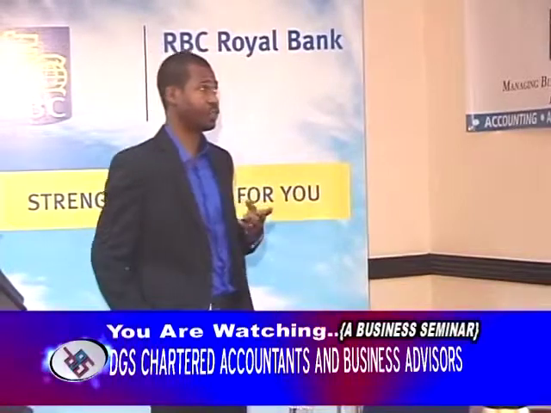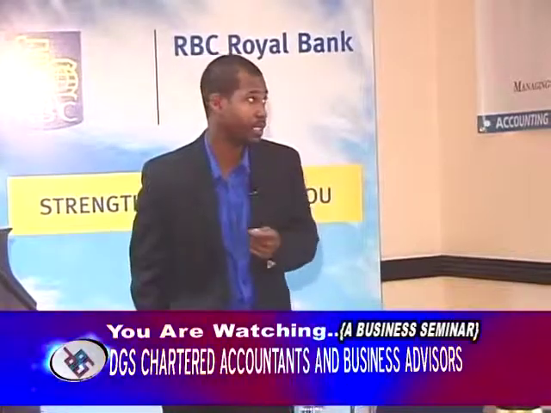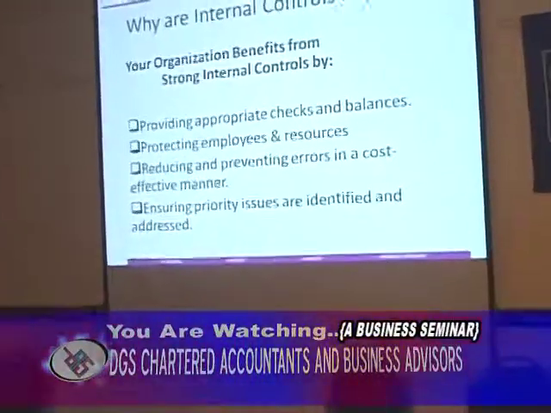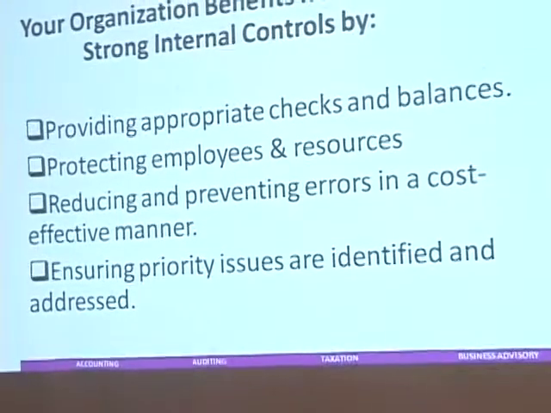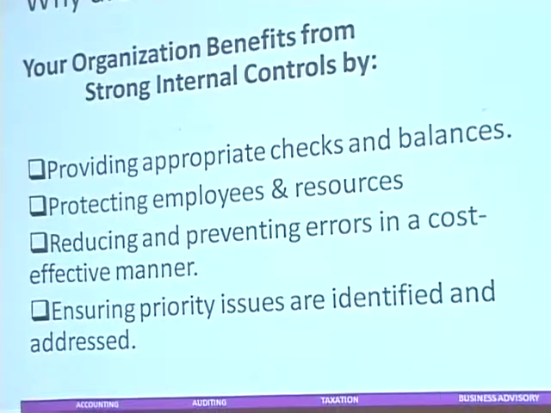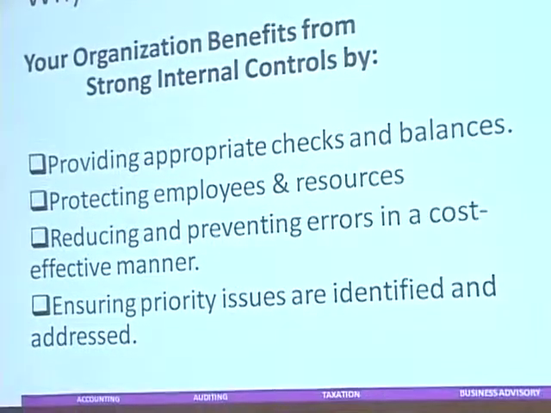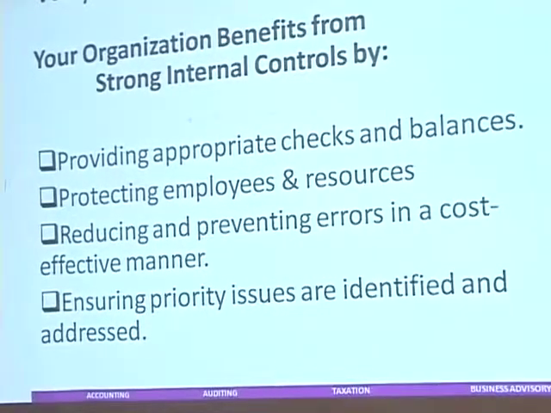Now, if you have strong internal control, it provides appropriate checks and balances. It protects employees and resources, because, trust me, employees are one of the most important resources, right? And it helps to reduce and prevent errors in a cost-effective manner, right? So you don't wait until you make errors or have problems and then run to fix those, because more than likely it will cost you more. It also ensures that priority issues are identified, because within an organization we have scarce resources, we have limiting factors, so we need to prioritize, right? Our internal control systems actually help us do this.